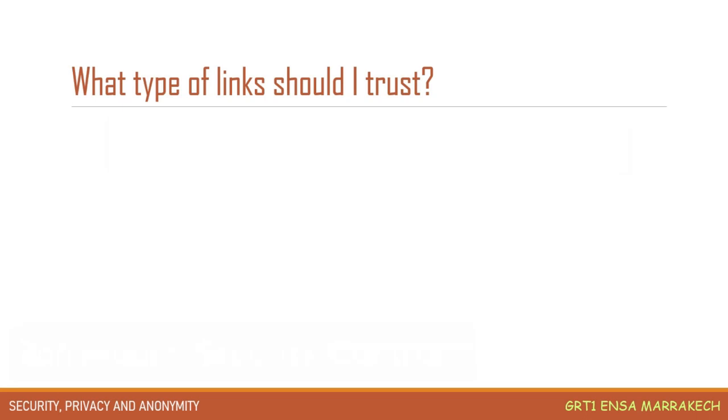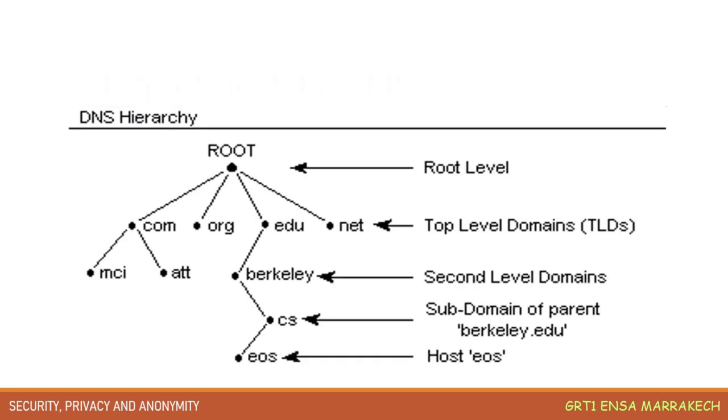So, what type of links should I trust? Before that, let's have a look at what a domain name hierarchy is. In every link, we will have a .com, .net, .org, .something. This is the top level domain. Before the dot, we will have the second level domain. For example, google.com. Google is the second level domain and com the top level domain.